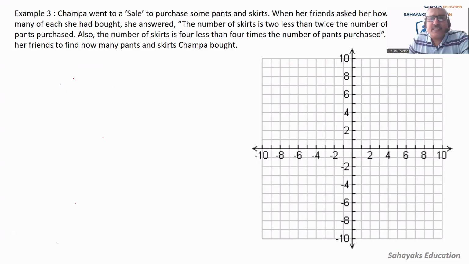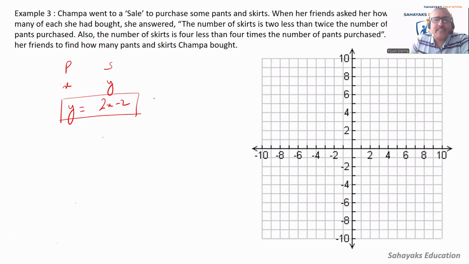Champa went to a sale to purchase some pants and skirts. When a friend asked her how many of each she had bought, she answered, the number of skirts is 2 less than twice the number of pants purchased. So let's say pants purchased is x and skirts purchased is y. So y is equal to 2x minus 2. This becomes the first equation.